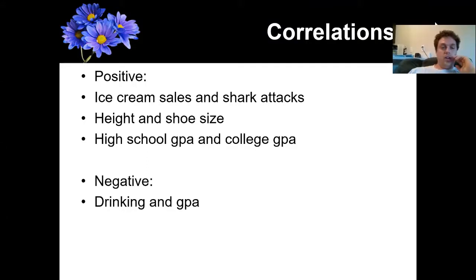An example of a negative correlation, this is again when as one variable goes up, the other one goes down, would be, say, drinking and GPA. So the more you drink in college, the lower your GPA, or maybe high school too.